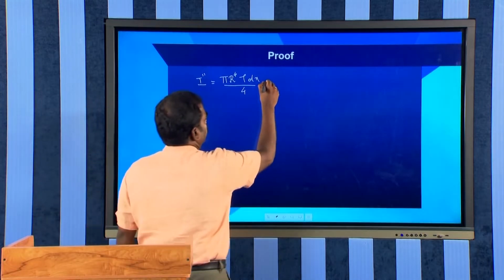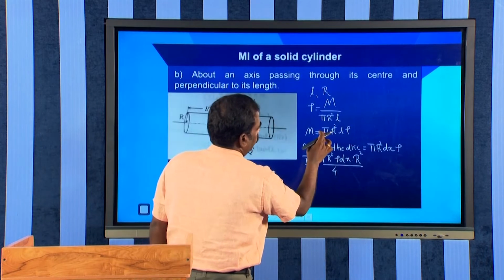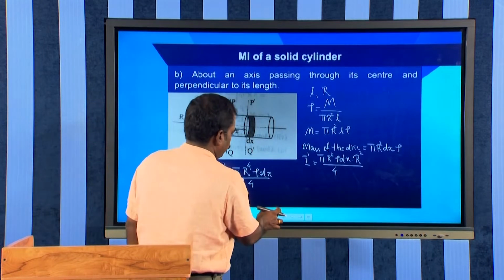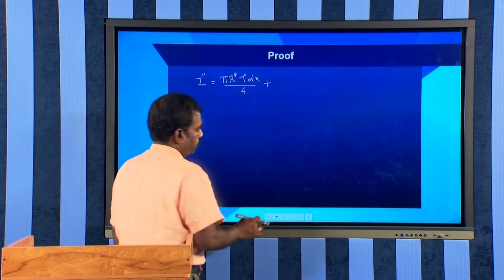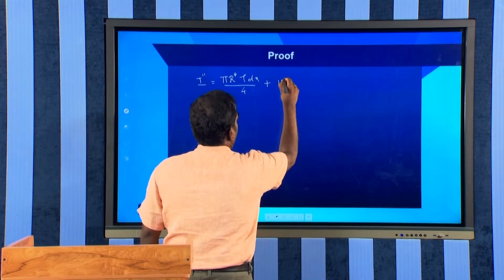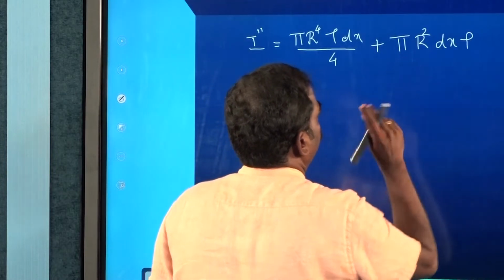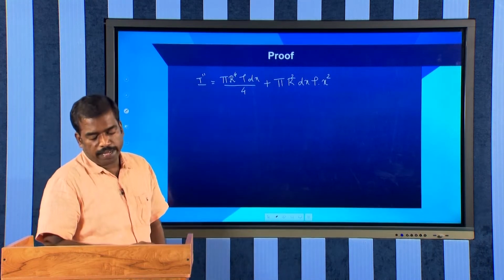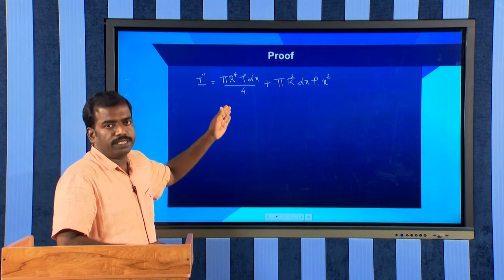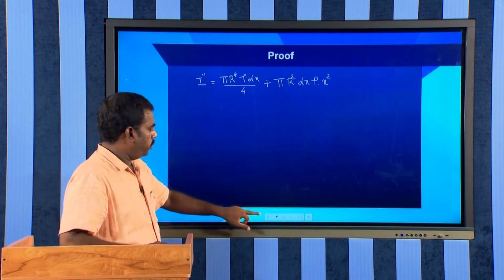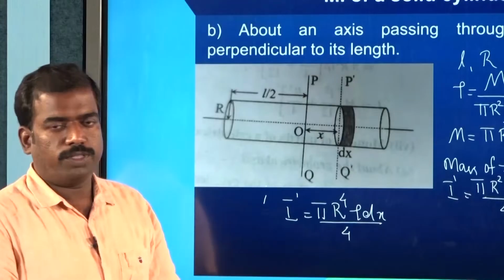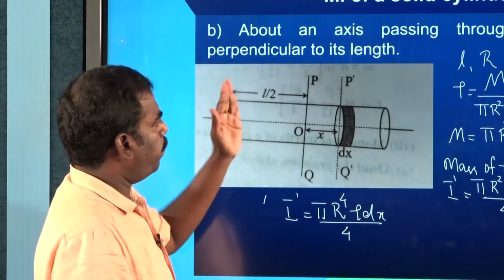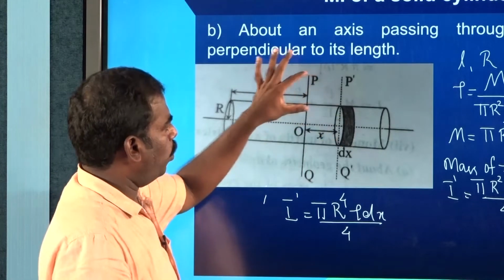Plus mass. What is mass? Mass is π r² dx ρ. So, it is given by plus mass into distance squared, π r² dx ρ, which is the mass of the disk, into distance squared, x². So, this is the moment of inertia of the disk about PQ. So, you please understand, first we found out the moment of inertia of this disk about P'Q', then by using the parallel axis theorem we obtained the expression for this disk about PQ.